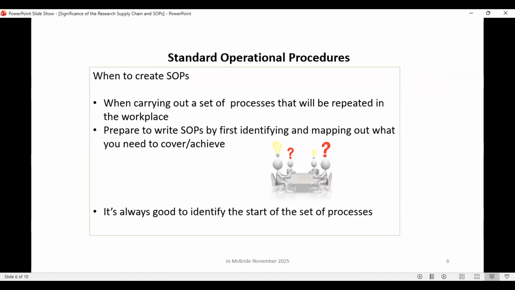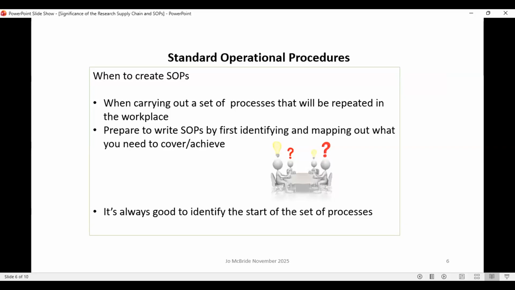So when do you need to create SOPs? You would need to create and implement SOPs when you have a set of processes or protocols that will be used repeatedly in the workplace. Because by having these SOPs in place, it would allow employees and lab staff or students or anyone who has to carry out a process to work to a standardized protocol.